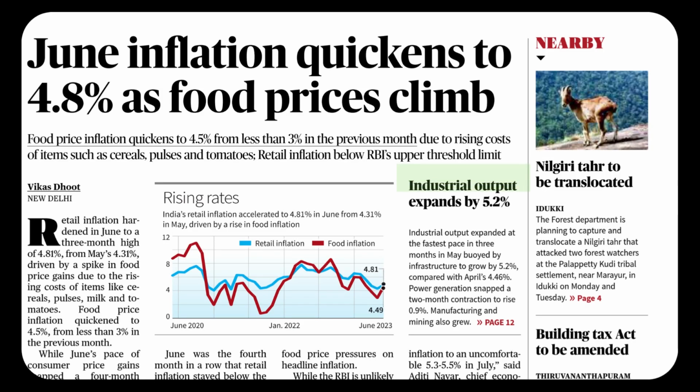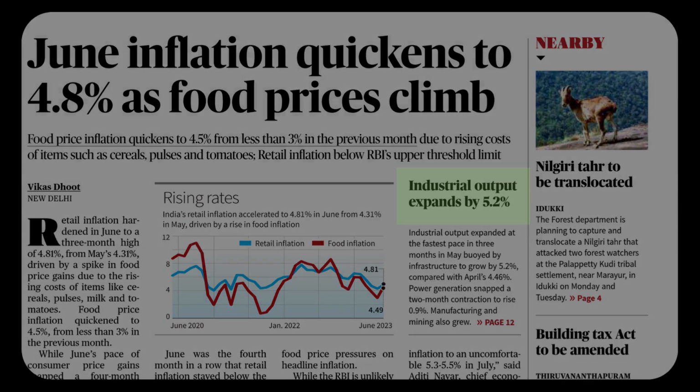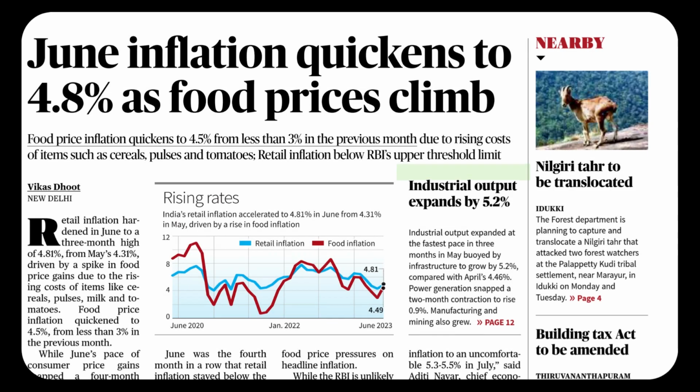Industrial output expands by 5.2%. By is always talking about the difference. Industrial output expands. Expand is a very important word, a very modern verb actually. Expand, with the stress on the second syllable. You increase in size. It has an opposite called shrink. It gets shrunken. Shrink.